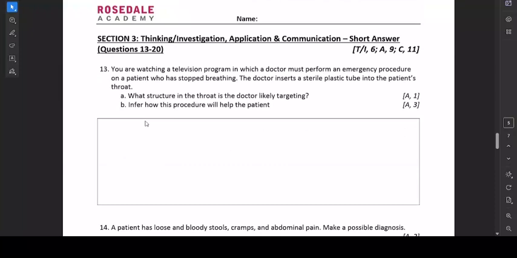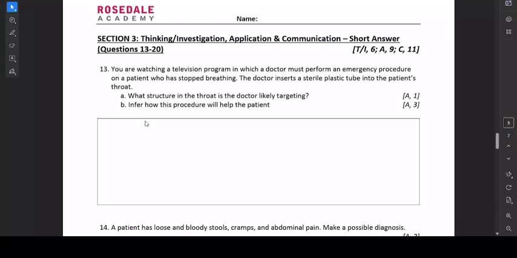You're watching a television program in which a doctor must perform an emergency procedure on a patient who has stopped breathing. The doctor inserts a plastic tube into the patient's throat. What structure in the throat is the doctor likely targeting? Infer how this procedure will help the patient.